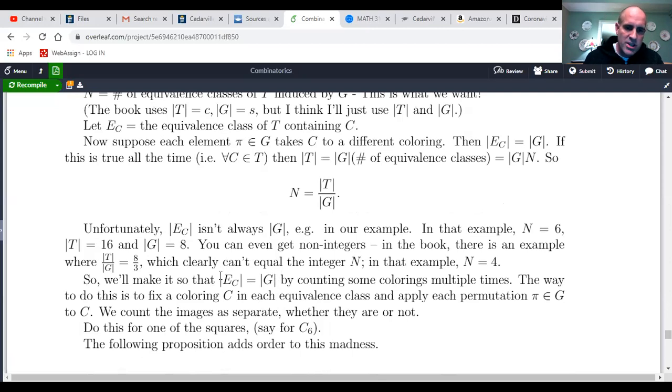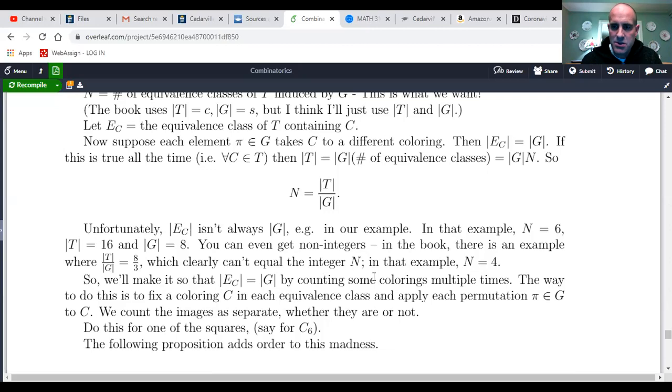I don't know that it's appropriate to say the size of the equivalence class is the size of the group. What we want to do is count how the group is acting on each one of the equivalence classes in a different way. We don't just want to look at the size of the equivalence class. We want to look at the action of the permutations on elements in the equivalence class and have that be a more consistent number.